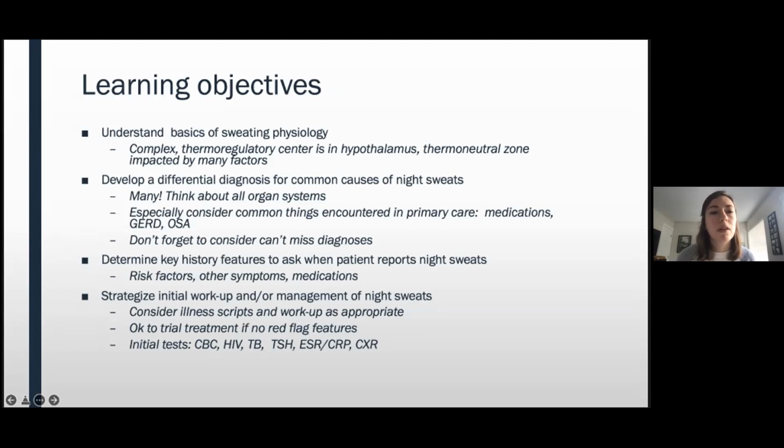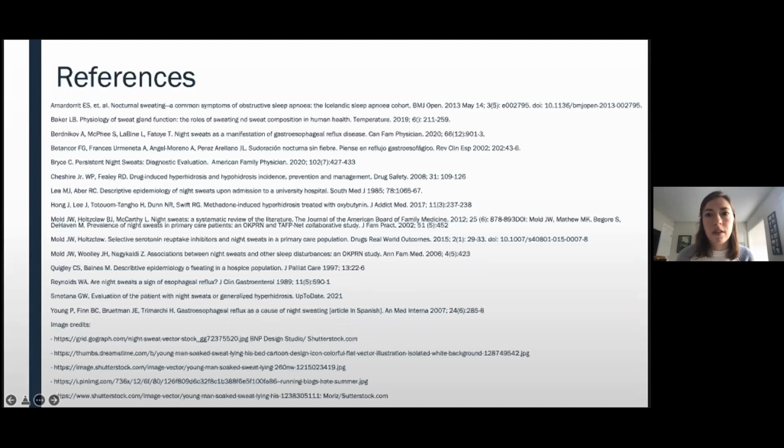And then we want to determine key history features to ask when a patient reports night sweats. So asking about risk factors for infection, other symptoms, especially B symptoms, and any medication changes. And then to strategize an initial workup or management of night sweats, consider illness scripts and workup as appropriate. It's okay to trial a treatment for things like GERD, medication, menopause, and sleep apnea if there are no red flag features. And then initial tests to get would be a CBC, HIV, TB testing, TSH, ESR, CRP, and a chest x-ray.